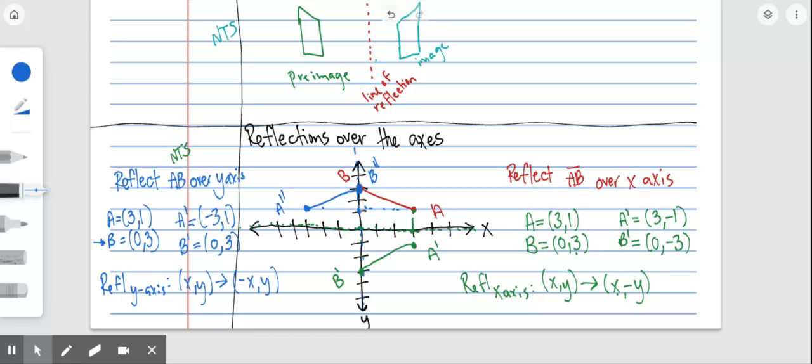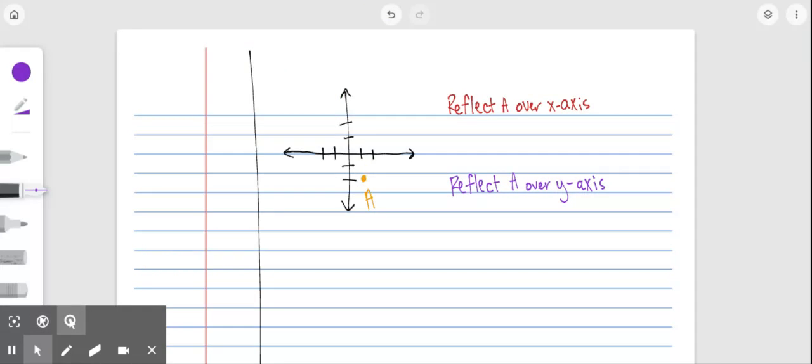Okay. So I'm going to do a try it for you really quick, and then I'm going to talk about lines of symmetry. Okay, so now I want you to reflect A over the x-axis and then also over the y-axis. So our first reflection should be over the x-axis. So pause this, take a minute, and do those two reflections.